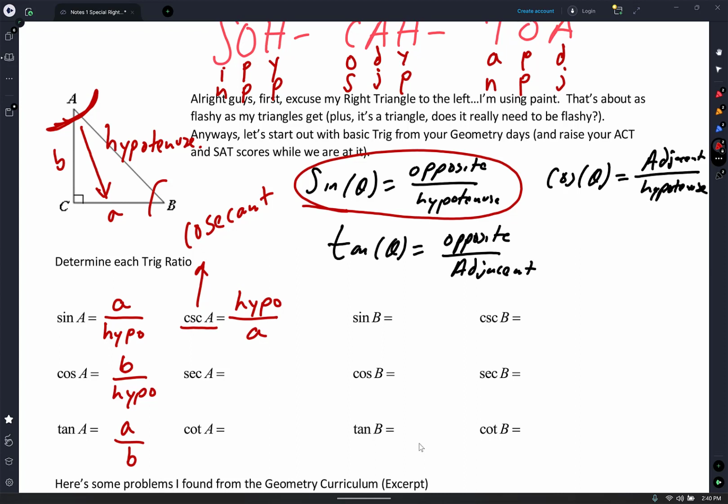Now, if you see the words SEC, what do you think that one stands for? Secant. So that stands for secant. Say it with me, guys. Secant. Secant. Secant.